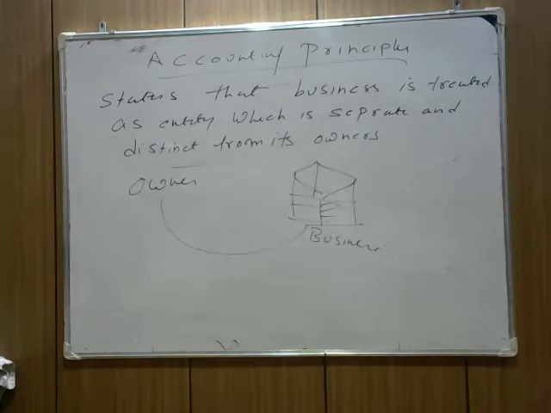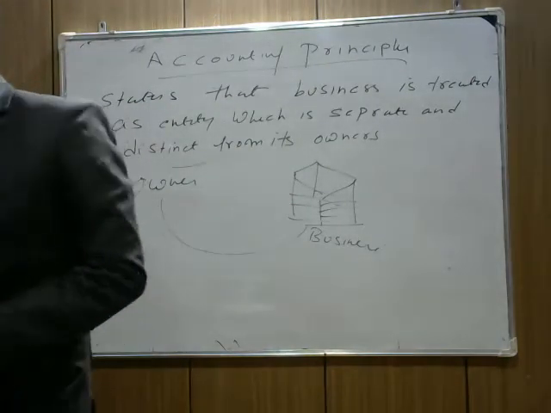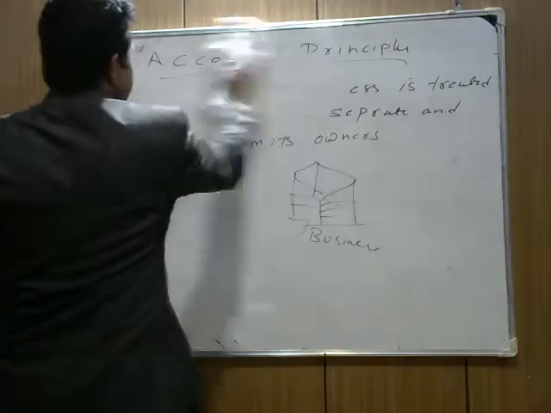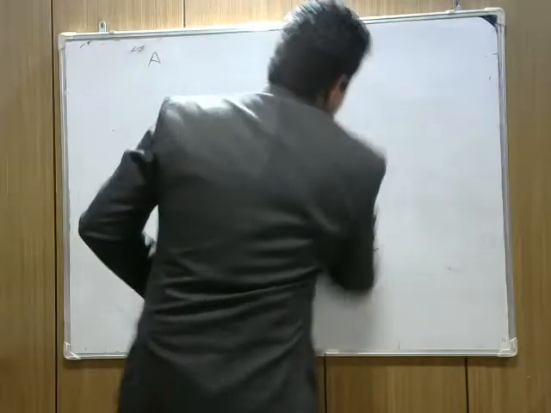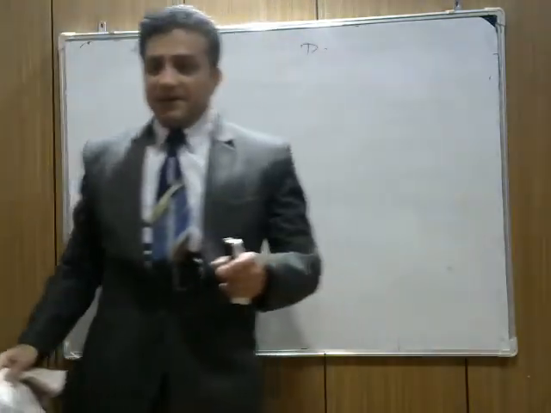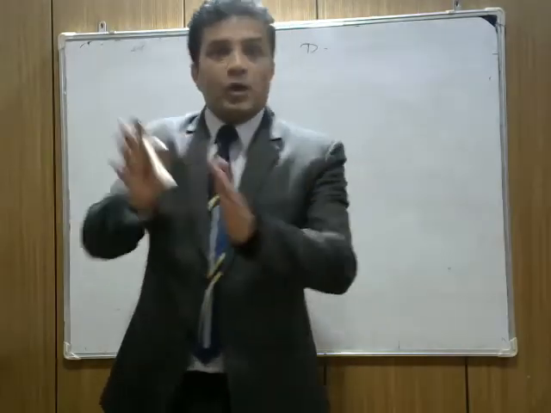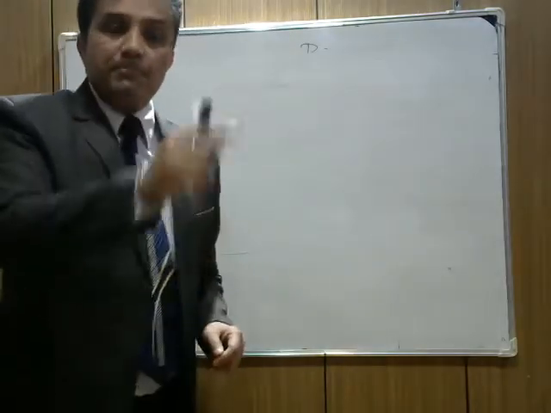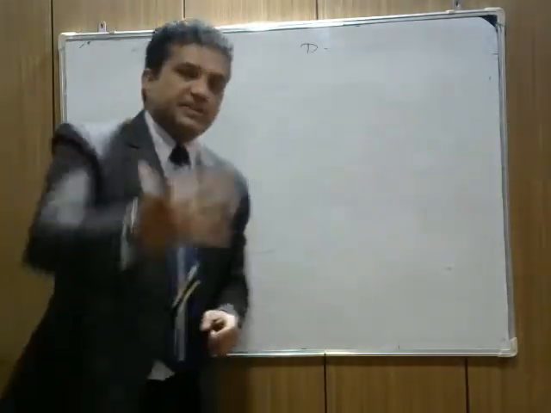Okay. Now next principle. Note down. I hope you note down the first one. Second principle is called money measurement principle. Now what is this? Money measurement. According to this principle, a transaction will be recorded in the accounting book only if they are measured in terms of money or some quantity terms are there.